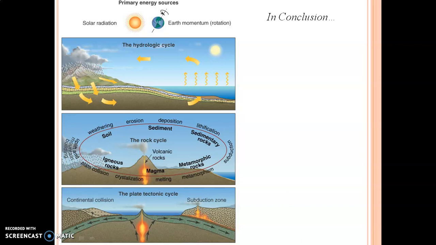The next figure we have seen is the rock cycle. Magma upon crystallization forms igneous rocks. Igneous rocks upon weathering form sediments. These sediments get deposited and upon natural compaction form sedimentary rocks. This natural compaction is also called lithification.